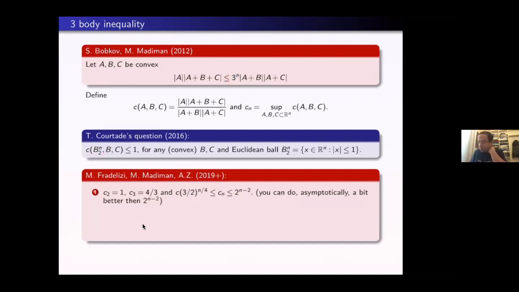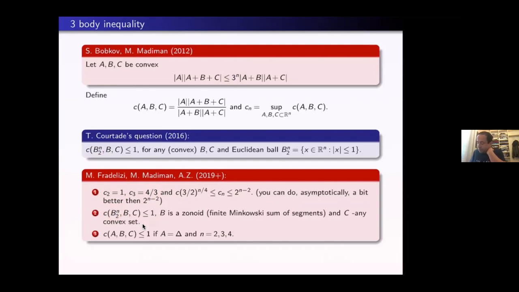In dimension two, it's just one. In dimension three, you can also find a constant, four thirds. And in dimension n, you can improve it like this, but this is not best possible. For some particular cases, when one is a Euclidean ball and one of the bodies is a zonoid, you can improve it big time, you can make it one.